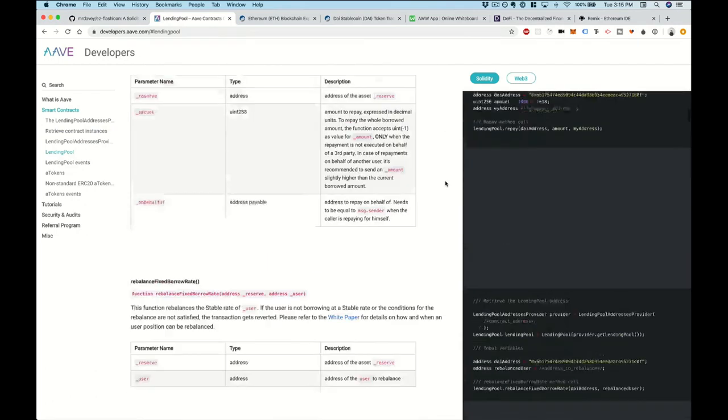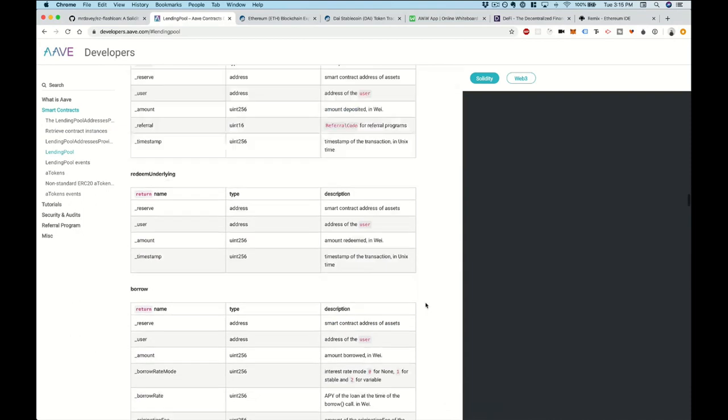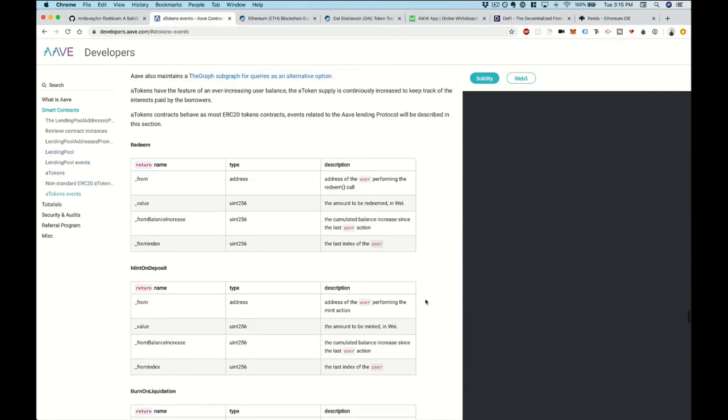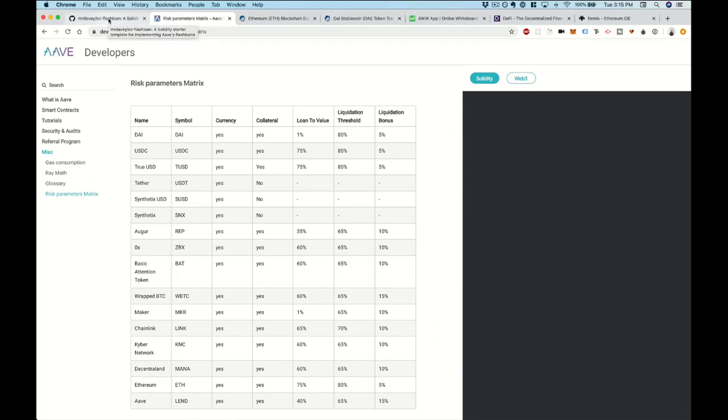One way to do it would be to get inside of Aave's developer documentation and try to piece this together yourself, or you could take an example of somebody who's already done this and implement Aave's smart contracts and do your own project. So this is exactly what I'm going to show you how to do right now with this project here.